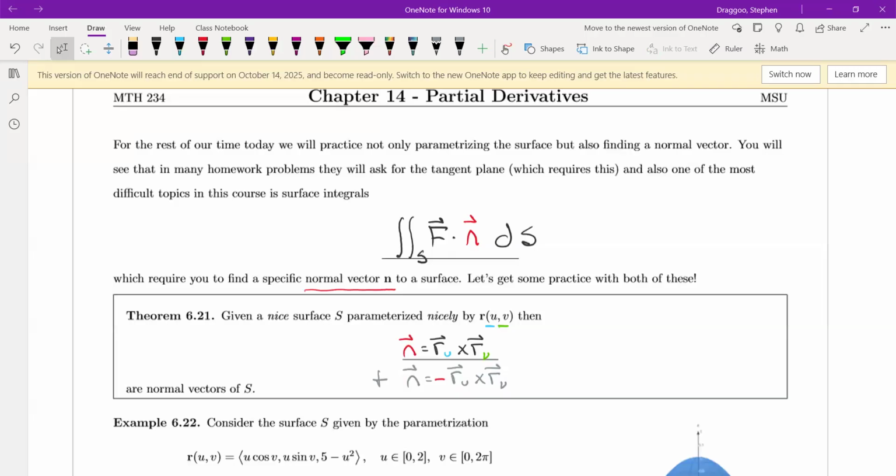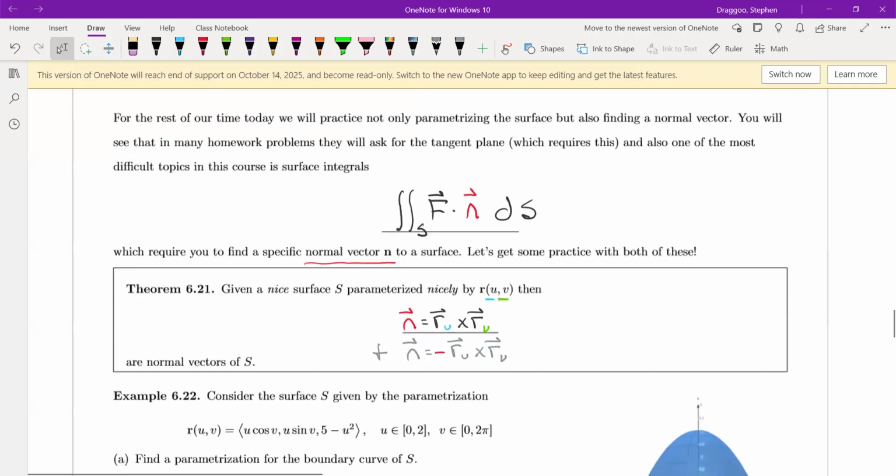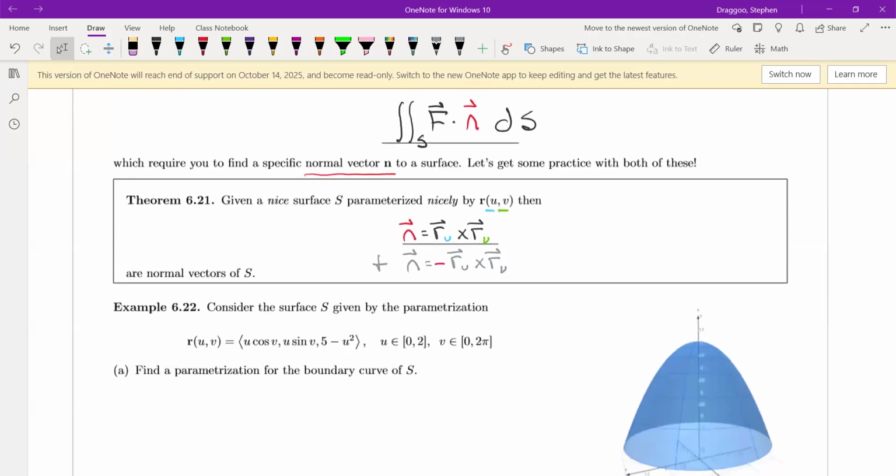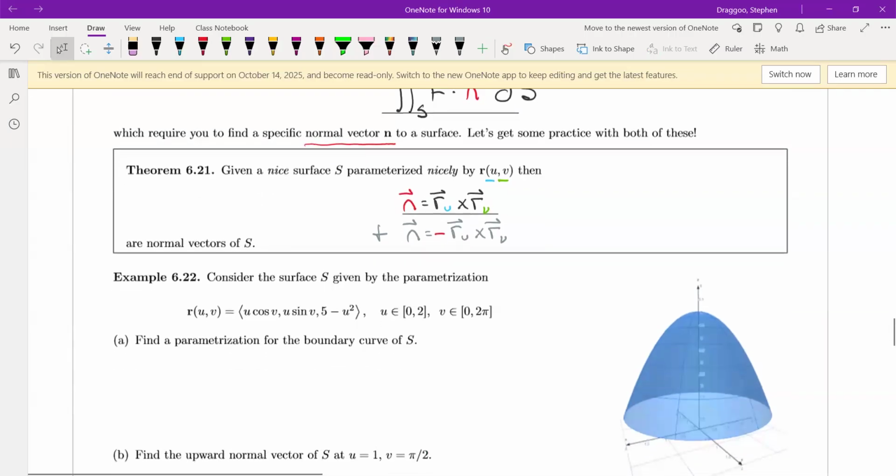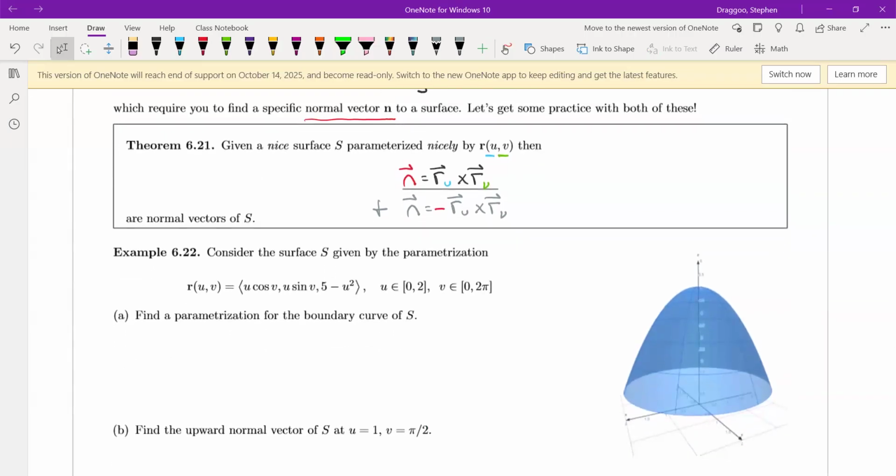The thing we're going to focus on for the rest of our parameterizations, and the examples we're doing right now, is also finding their normal vectors, because again, we'll be needing those later. So again, sort of ignore that surface integral that was above, except for the part where we're looking for a normal vector, n, highlighted in red. What are they going to look like?